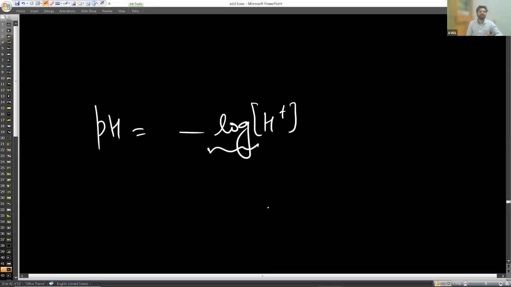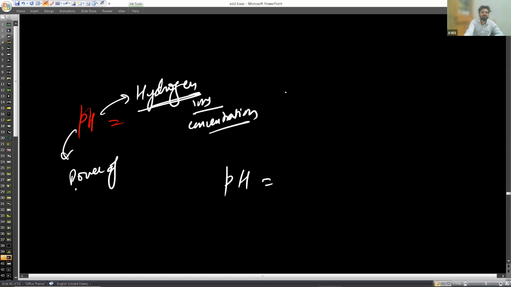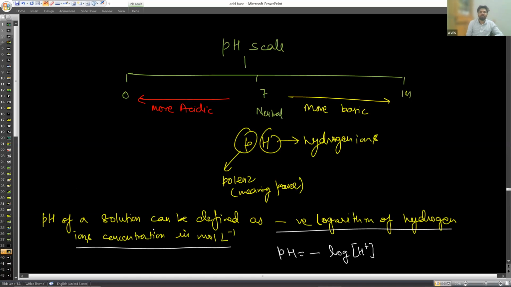Just like for example, the area of a circle is pi r square. What is pi? Pi is a mathematical term that has a particular value. Similarly, log is also a mathematical term. So pH is equal to minus log of hydrogen ion concentration. Let's note each and everything. pH of a solution can be defined as the negative logarithm of hydrogen ion concentration. We are going to study the values of log.